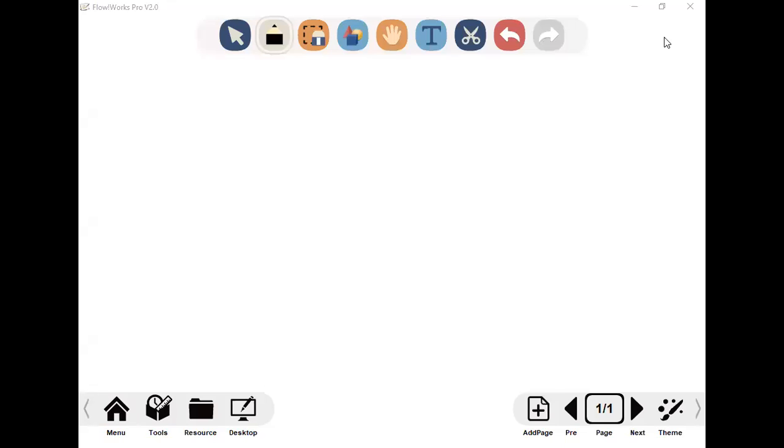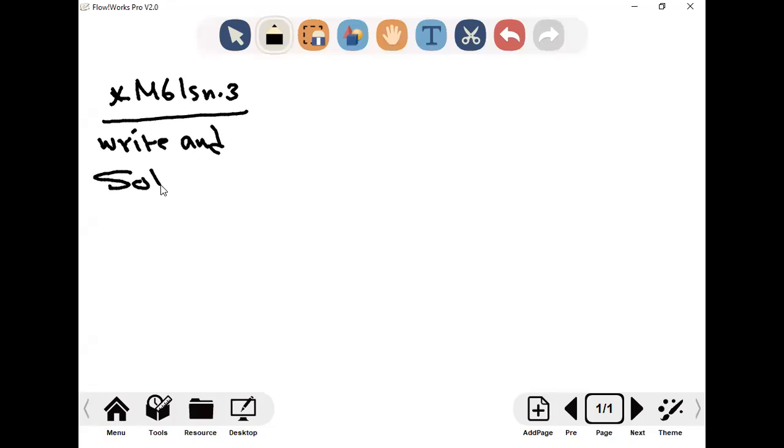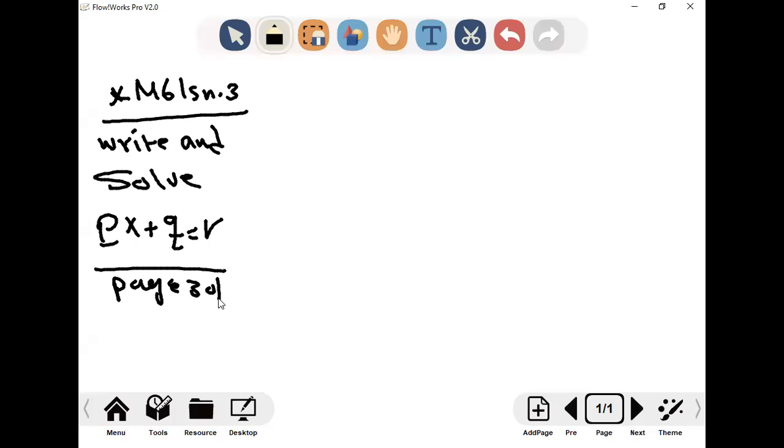Okay, we are on lesson 3, module 6. Lesson 3, write and solve two-step equation Px plus Q equal R. We are on page, we did this example 1 and the check, right? We are on page 301. And today is 7 November.